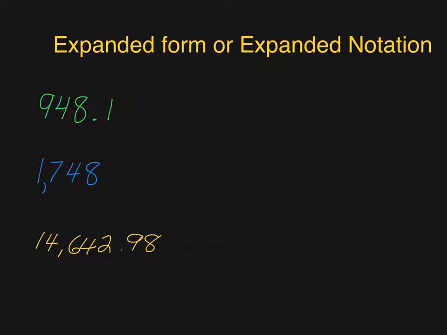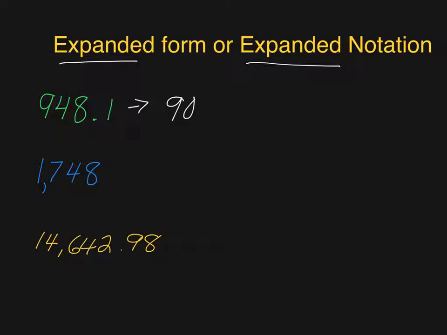The easiest way to explain and understand place value is to look at expanded form, or what we call expanded notation. You see the root word here, expand means to stretch out, and we're just going to stretch that number out by place value. So 948 and 1/10, we can split it up and look at the value of each number.